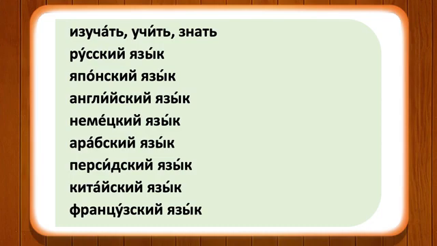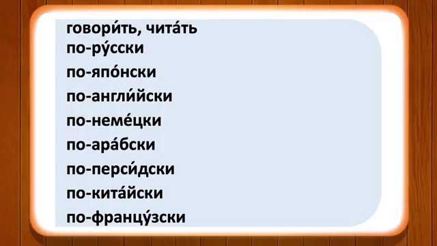Русский язык, японский язык, английский язык, немецкий язык, арабский язык, персидский язык, китайский язык, французский язык. All these forms you can use with the verbs изучать, which means to study, учить, which means to learn or to study, and also with the verb знать, which means to know. With the verb говорить and читать, говорить means to speak and читать means to read.